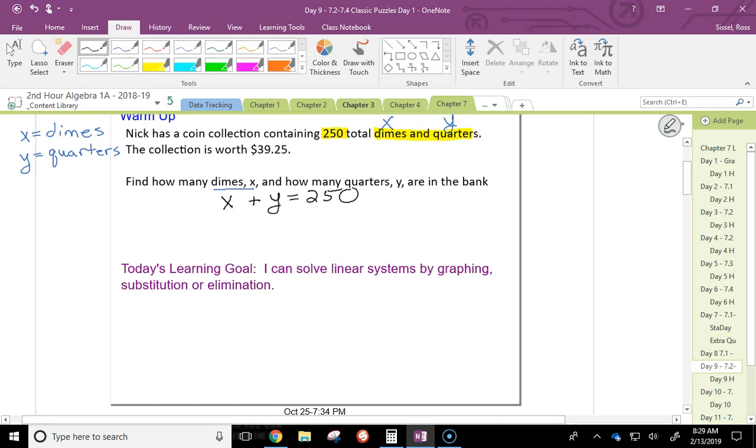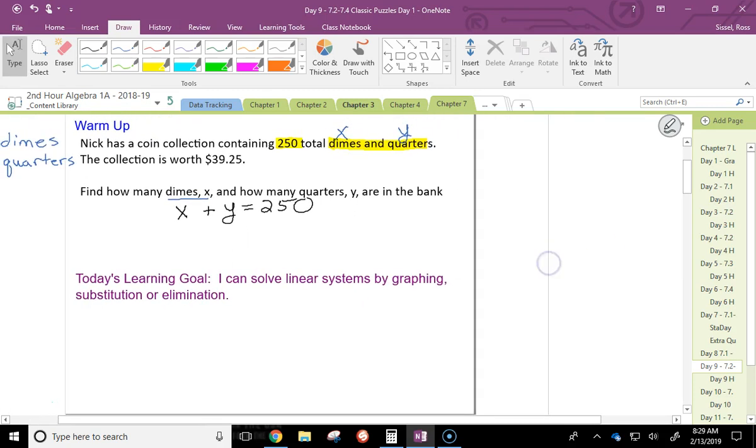But the collection is worth $39.25. Here's the one thing I'm going to do a little bit different though. A dime is worth how much? 10 cents, right? 0.10. A quarter is worth 25. Now, if you do not want to work with decimals, that is okay. It said that my total was 39.25. If I do not want to work with decimals, I can multiply everything, but that has to be equal across the board.